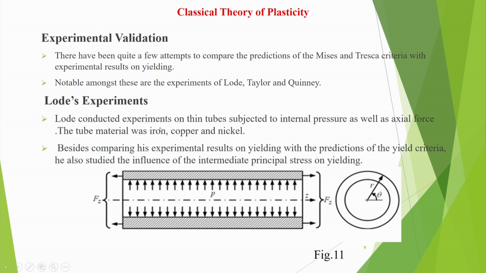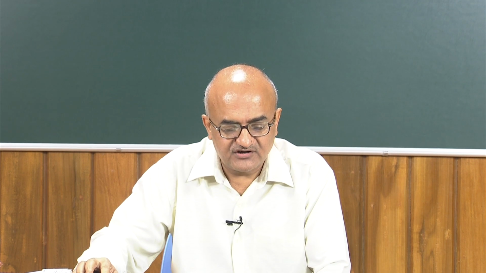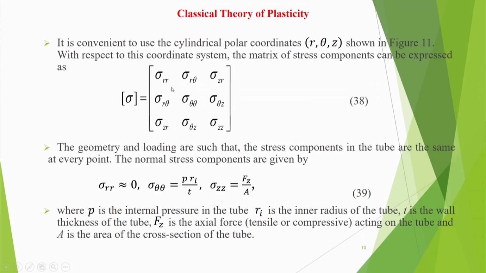Now let us discuss what Lode did. He took a thin cylinder of this type and applied internal pressure and, simultaneously, an axial load. He represented it in the r, θ, z coordinate system, and if you do that, you can express the stress matrix in terms of the r, θ, z components. So you get σr, σrθ, σzr, and all these components.